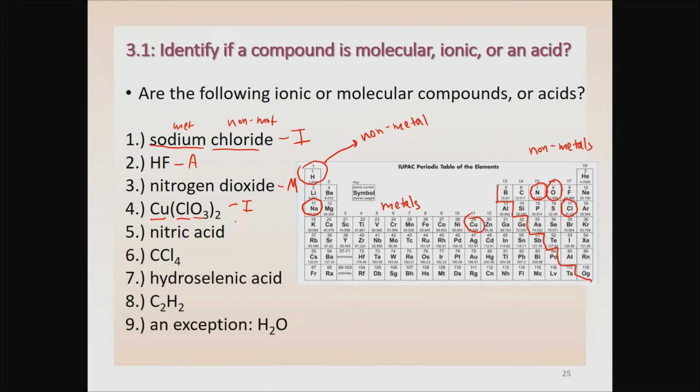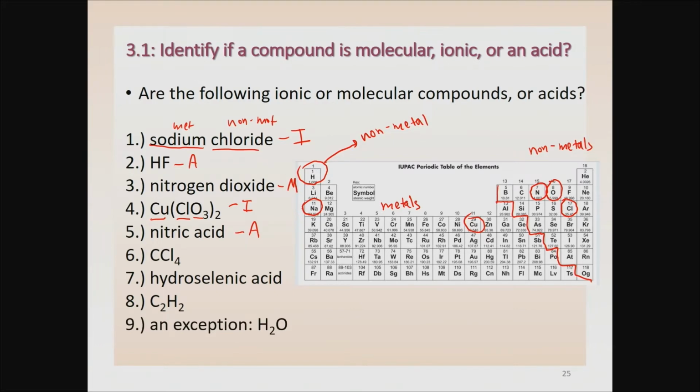Okay, next name. We have nitric acid. So the first question we ask is, in that name, do we see the word acid? And if the answer is yes, this is an acid. To figure out the formula for this, you would need to know the rules for taking the name of an acid and defining a formula, which we'll go over later.